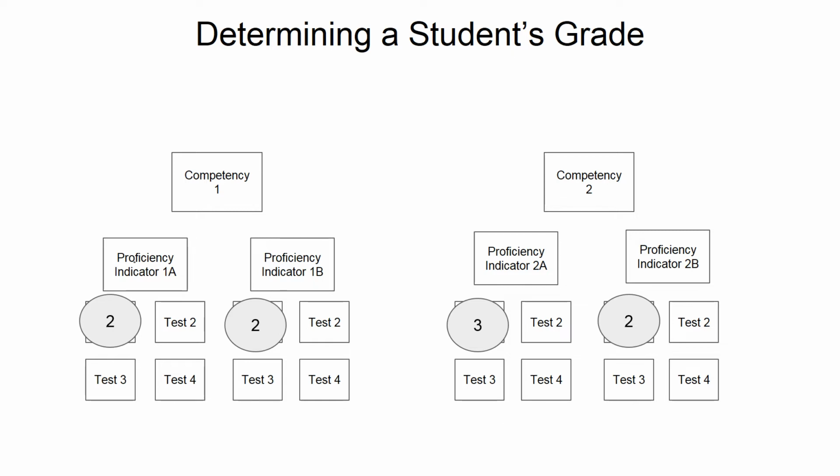These are the scores you will see in Infinite Campus, indicating the student is performing at the level of approaching proficiency on proficiency indicators 1A, 1B, and 2B, and the student is at the level of demonstrating proficiency on proficiency indicator 2A. Now let's fill in a few more scores to fill out a marking period, such as the first quarter.